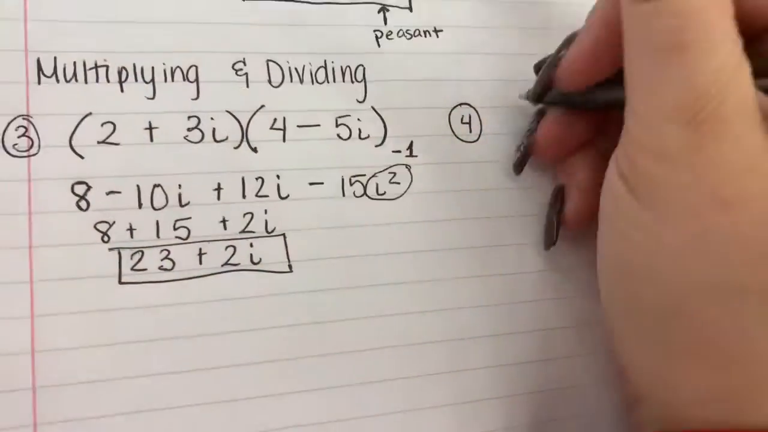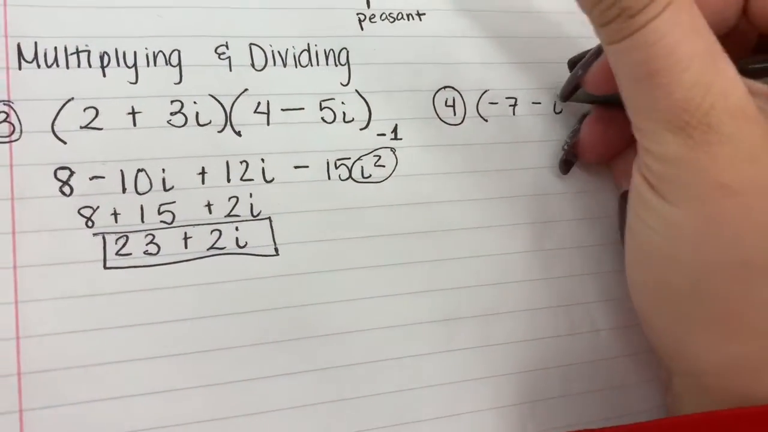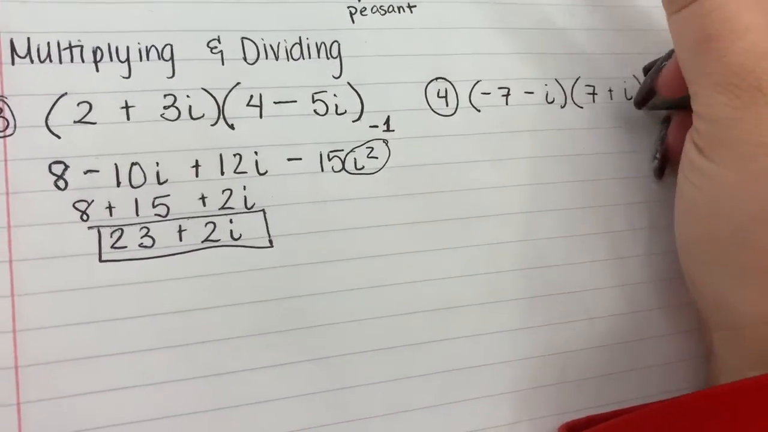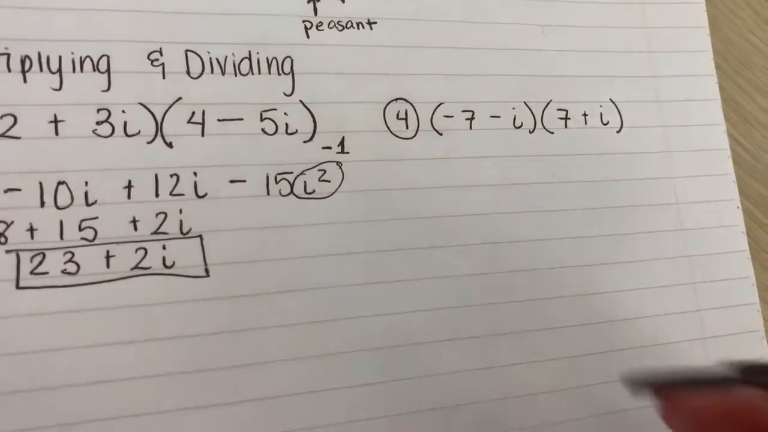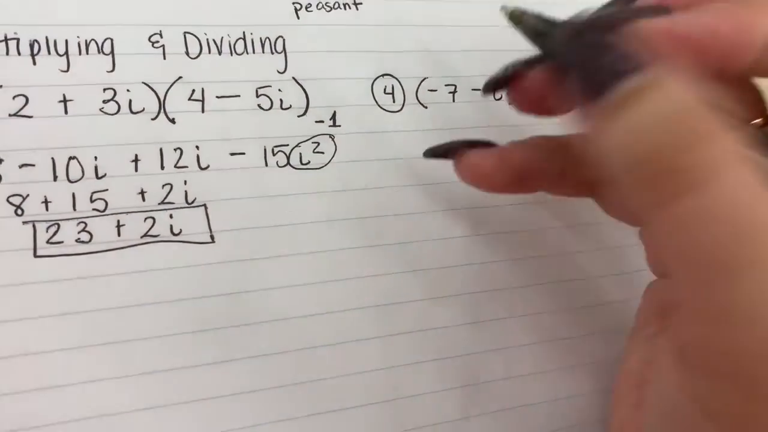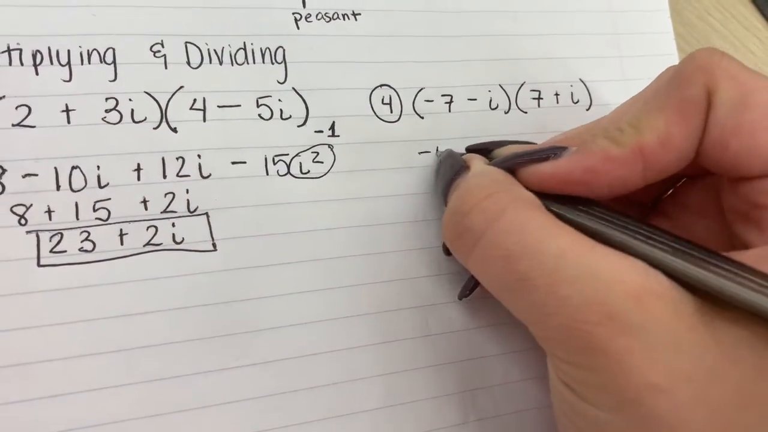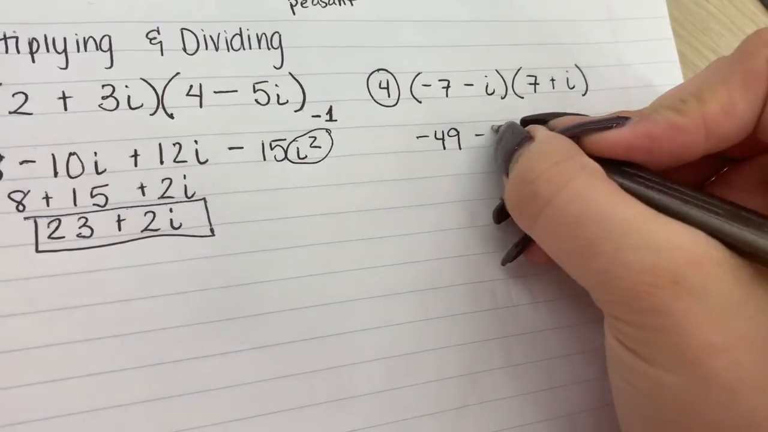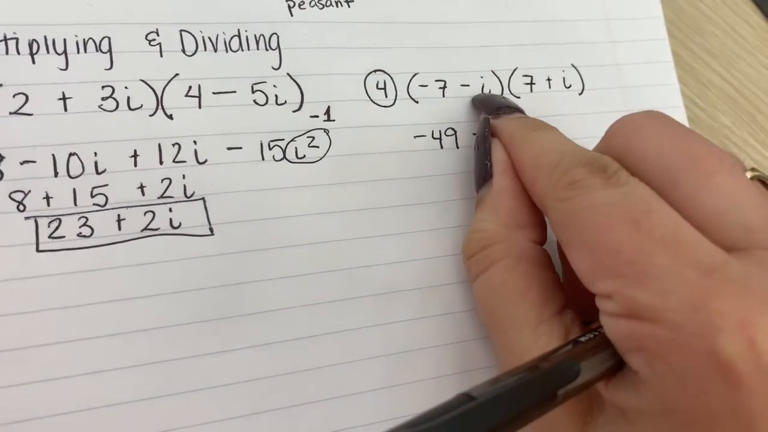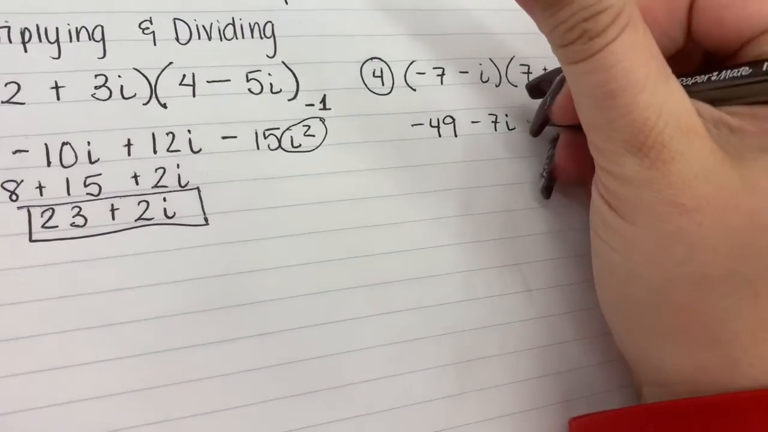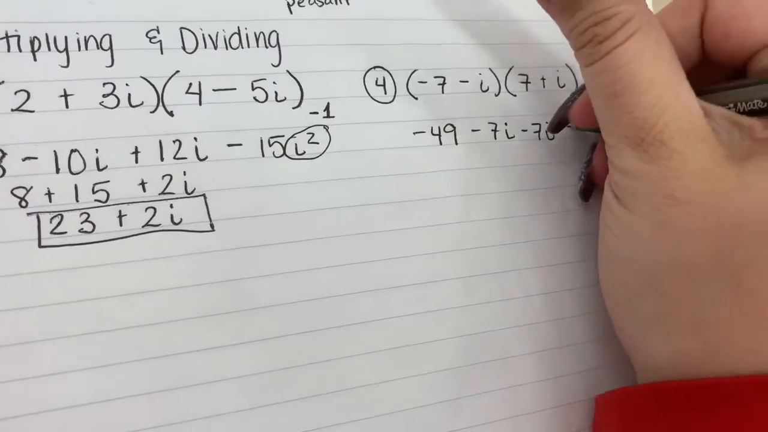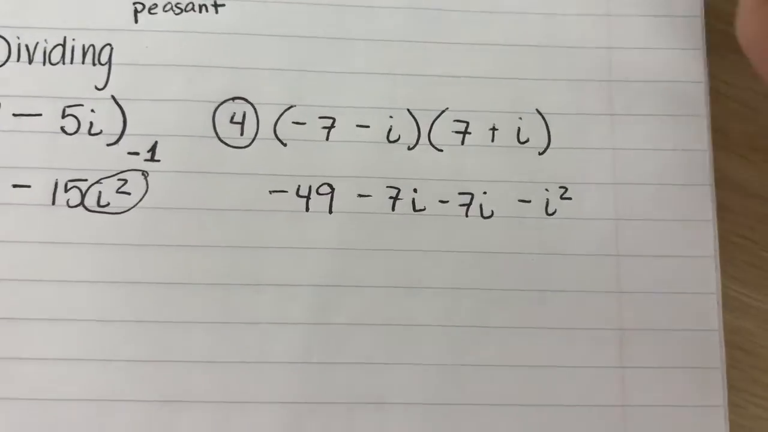For this next example, again, you want to check in between the sets of parentheses to see if there's any operations there. Because you don't see a plus sign or a minus sign, we know that we need to multiply these. So negative 7 times positive 7 is negative 49. Negative 7 times i is going to give me negative 7i. Negative i times 7 is going to give me another negative 7i. And then negative i times positive i is going to give me negative i squared.